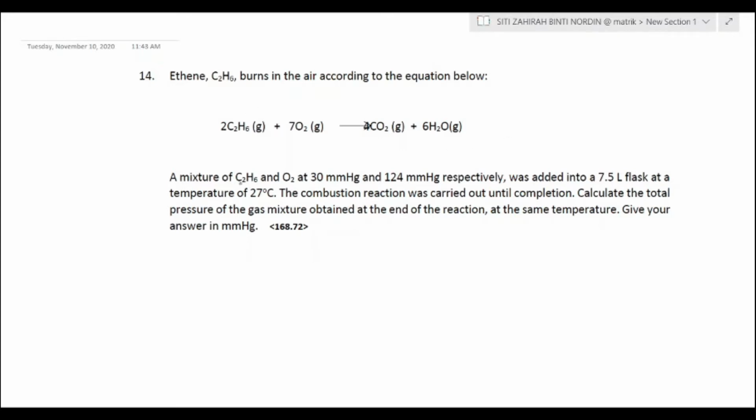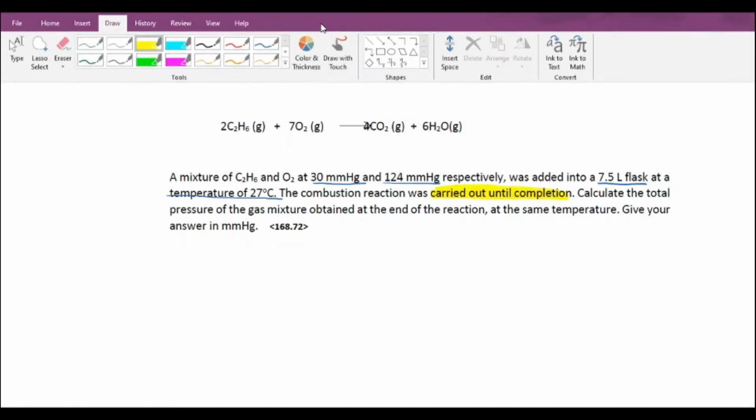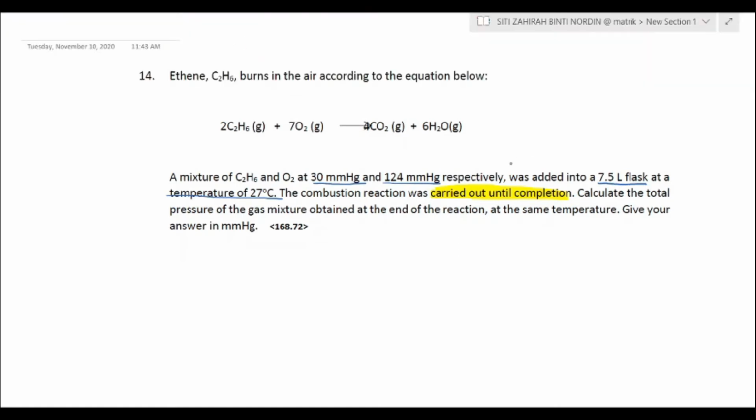A mixture of C2H6 and O2 at 30 mmHg and 124 mmHg was added into a 7.5 liter flask at a temperature of 27 degrees Celsius. The combustion reaction was carried out until completion. Please highlight this phrase, carried out until completion. Well, this means that one of your reactants must be your limiting reagent. Okay, so you have to figure out your limiting reagent first.